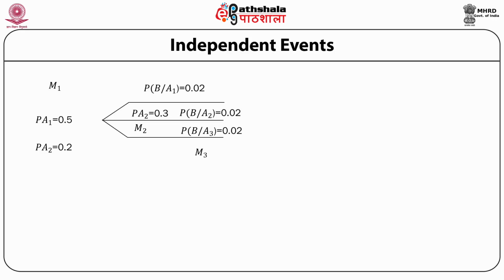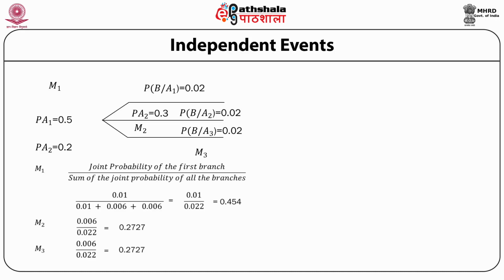This gives the answer 0.0006. Now, the probability that the item was manufactured on M1: put these values in the formula of Bayes' theorem. It is the joint probability of the first branch divided by the sum of the joint probabilities of all branches. So this is the formula for Bayes' theorem. This is the result of Bayes' theorem, and we put in the values and have the answer.